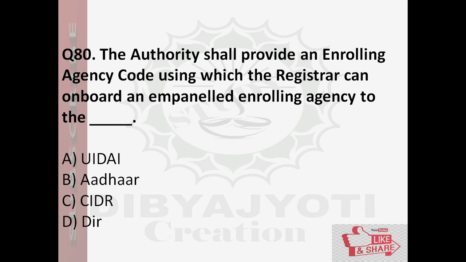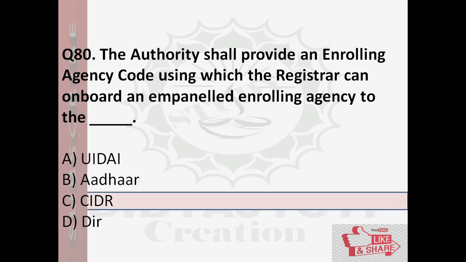The authority shall provide an enrolling agency code using which the registrar can onboard an empaneled enrolling agency to the DASH. UIDAI, Aadhaar, CIDR, and directory DIR. And answer is CIDR.